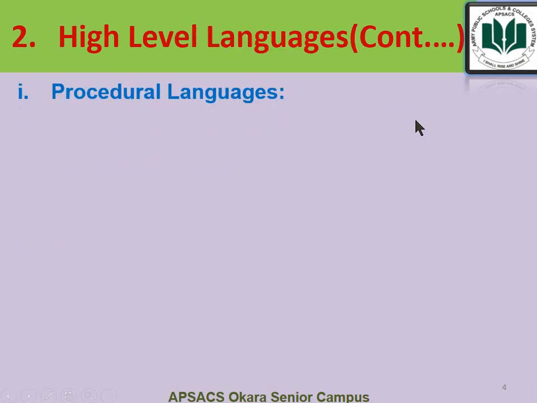At number one, procedural language, based upon the concept of modular programming. In modular programming, the program is divided into a number of modules, and each module can be executed independently. In modular programming, a big program is divided into small parts, which are called modules. Each module can be executed independently of each other.